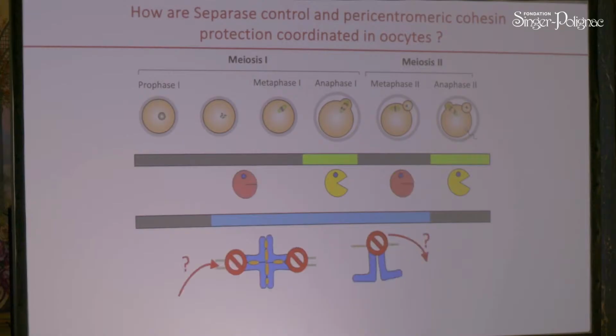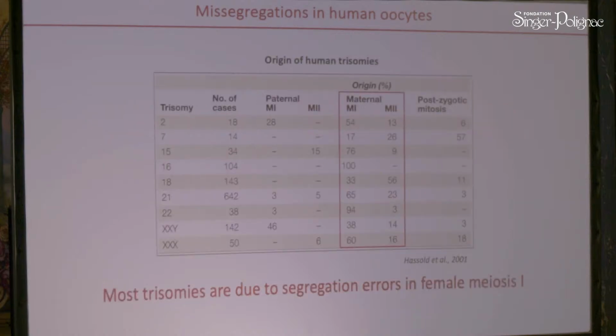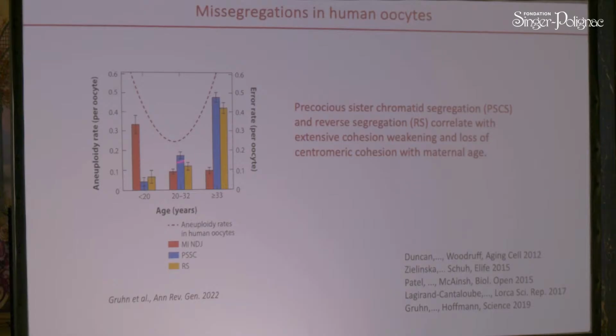And I just have to go back. Why we are really interested in this is, as you have heard already from Eva's talk and the following talks, that missegregation in human oocytes is really error-prone, and most trisomies are due to missegregation errors in female meiosis, most of them in the first meiotic division, but also in the second. And we have this staggering curve here, which increases. You have seen that from Eva's talk, and this is also taken from a review from her lab.